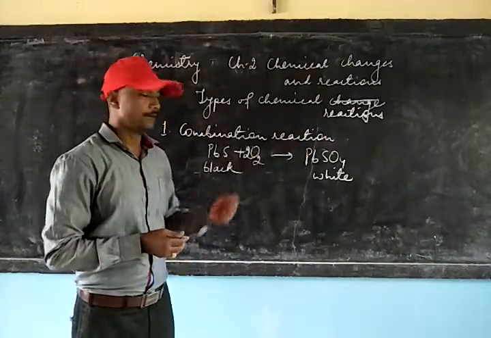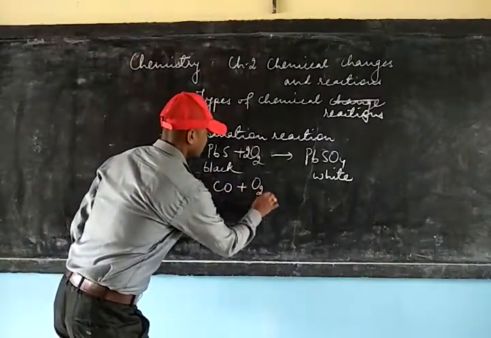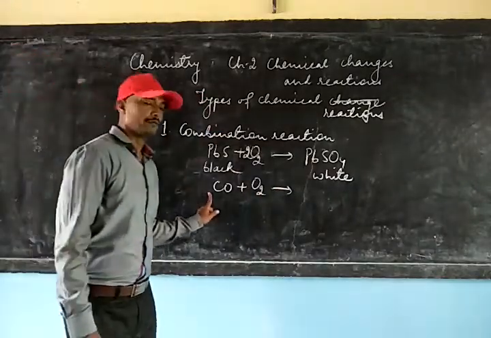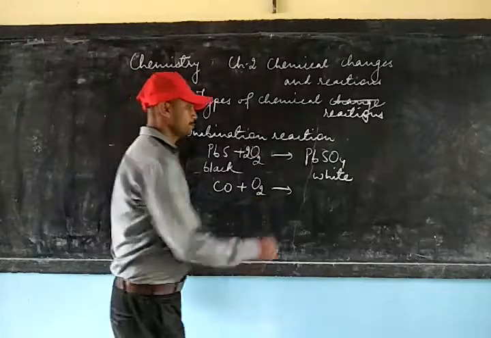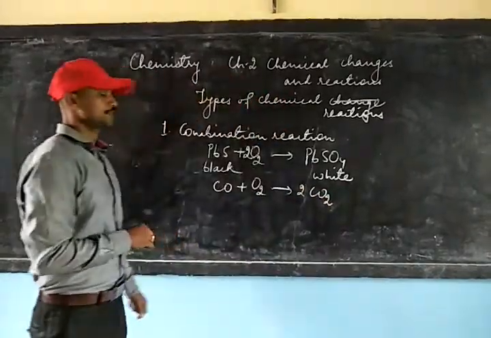Let us see one more example, where carbon monoxide reacts with oxygen. This is also an example of a compound combining with an element, and the product will be carbon dioxide gas, CO2.